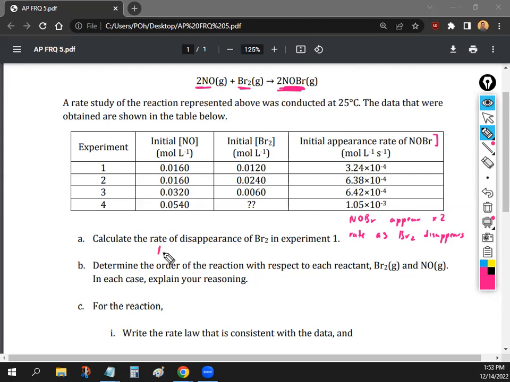In experiment 1, it's going to be 1.62 times 10 to the -4 molarity per second. We're just dividing the rate of appearance for NOBr by 2 because Br2 disappears at half the rate. And it's because we're looking for experiment 1. So you can describe it as NOBr appears at twice the rate, or Br2 disappears at half the rate of the appearance. Okay.